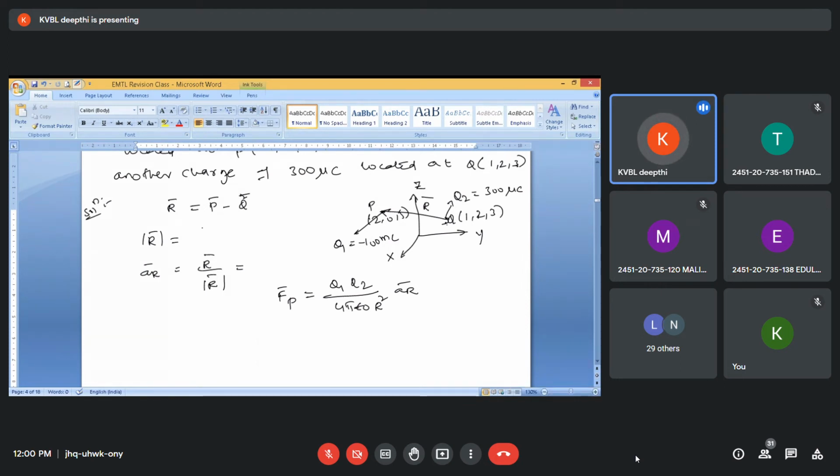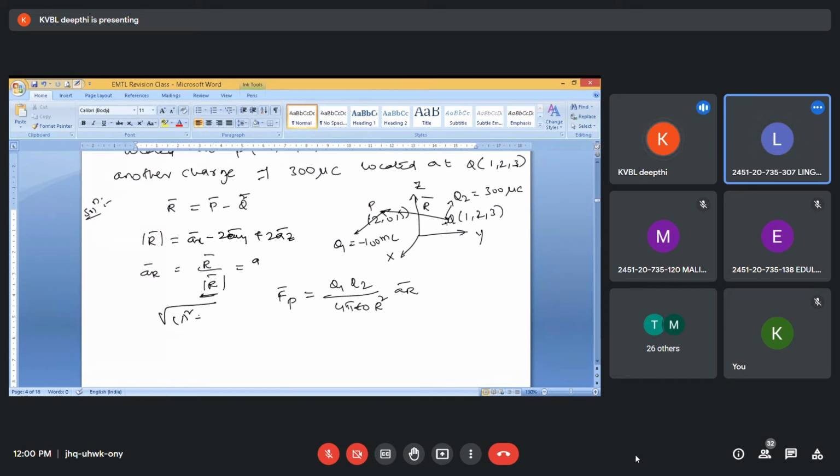P bar minus Q bar, how do you write it? Ax bar minus how much did you get? Ax bar minus 2ay plus 2az. Now what is the a_R, this one? What do you get? What is the modulus of R bar? Root of 1 square plus minus 2 square plus 2 square. So it is 3, no? So it is equal to 3. This will be equal to ax minus 2ay plus 2az by 3. Now we have to substitute in the formula here.